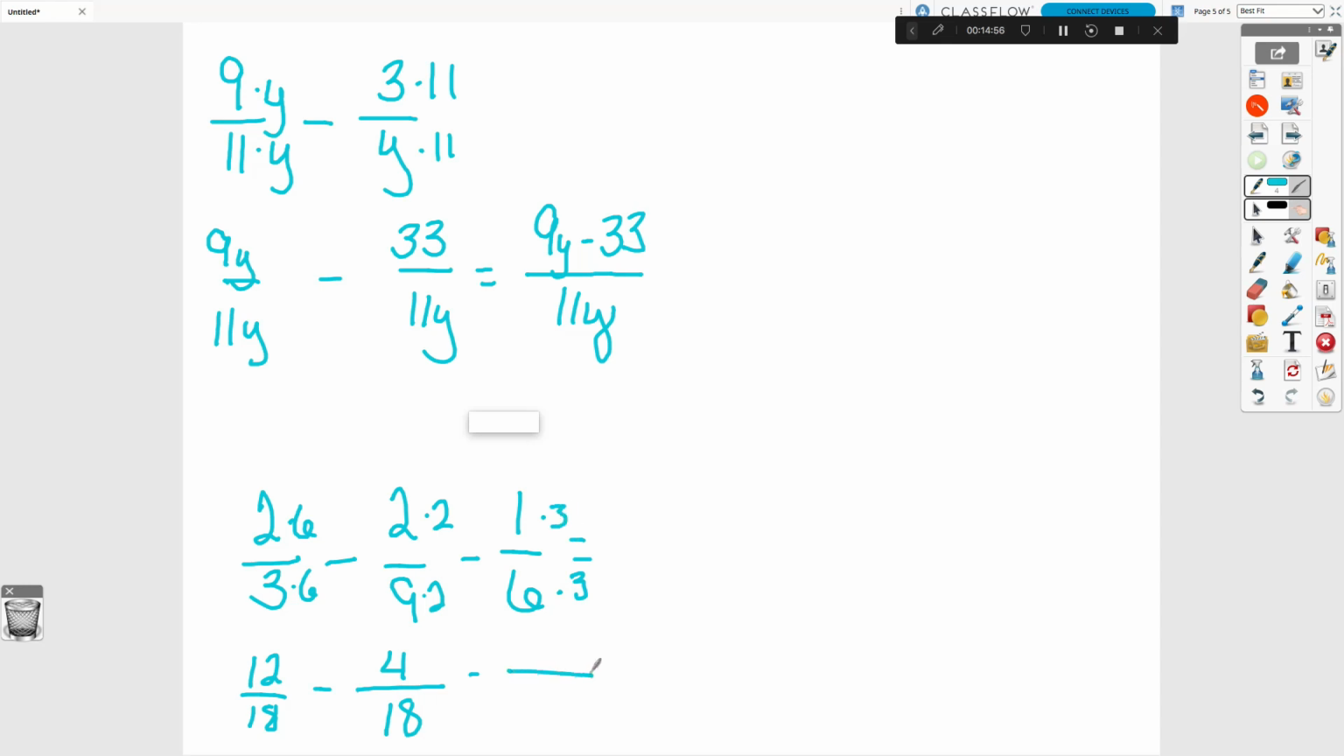So this fraction becomes 3/18. I know that my denominator is going to be 18. I have 12 minus 4 minus 3. Positive or negative? It is a positive, so 5/18 is my answer, because we started with 12, and that's bigger. We never get down to a negative.